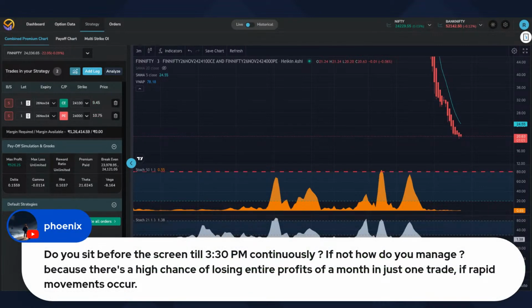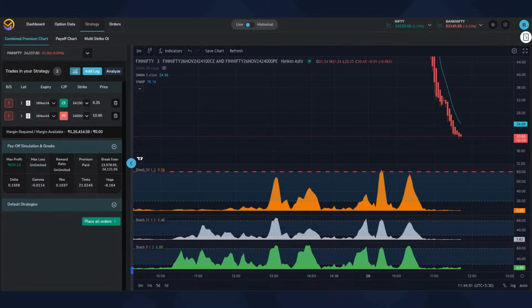So I do close trades only when I monitor. Otherwise, I will not do it. And intraday, you must monitor. There is no way that you can actually automate it. That's not possible. But if it is positional, you can always leave it there. But intraday, you must be sitting in front of the screen.